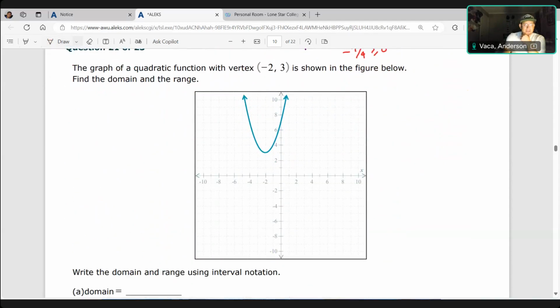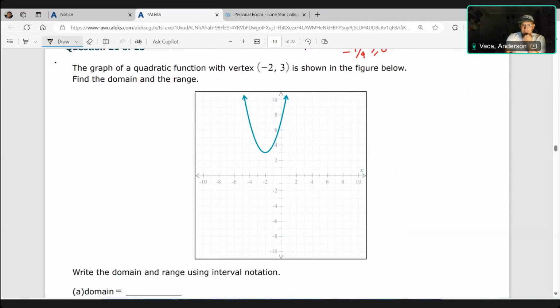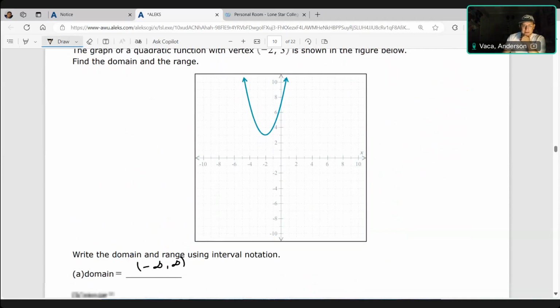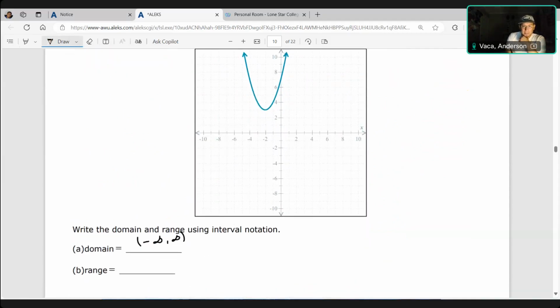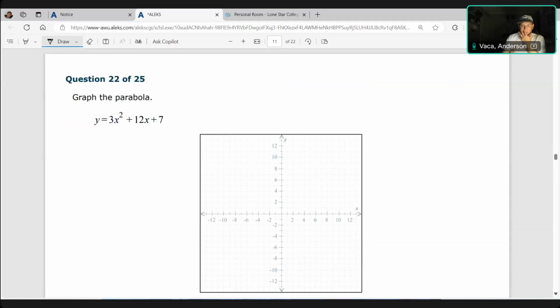It seems like we're back to square one with find the domain. Okay, simple. The domain will be all real numbers. Not bad. The range will be the values that are going up. The y values will be greater than or equal to 3. Okay, that was easy.